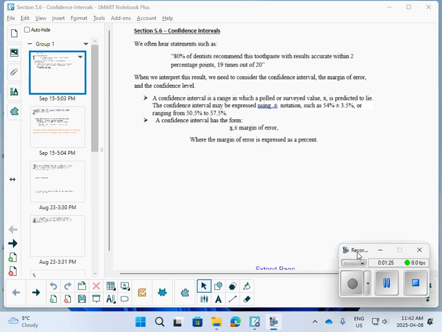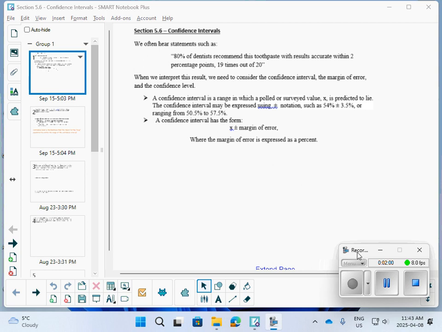A confidence interval is a range in which a polled or surveyed value X is predicted to lie. The confidence interval may be expressed using a plus or minus notation, such as 54% plus or minus 3.5%, or a range from 50.5% to 57.5%. Either way is acceptable. The confidence interval has the form X, which would just be our percent, plus or minus the margin of error, where the margin of error is expressed as a percent.